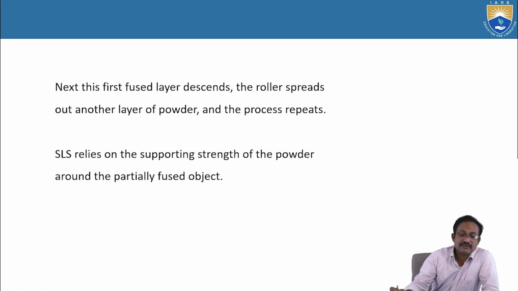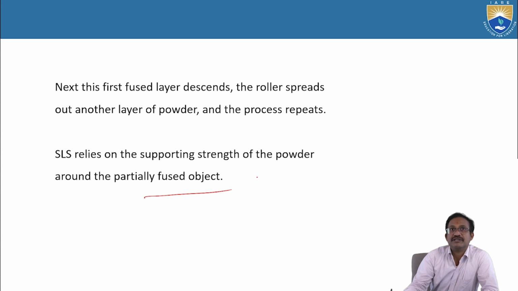Next, this first fused layer descends, the roller spreads out another layer of powder, and the process repeats. SLS relies on the supporting strength of the powder around the partially fused object. So selective laser sintering relies on the supporting strength of the powder around the partially fused object.